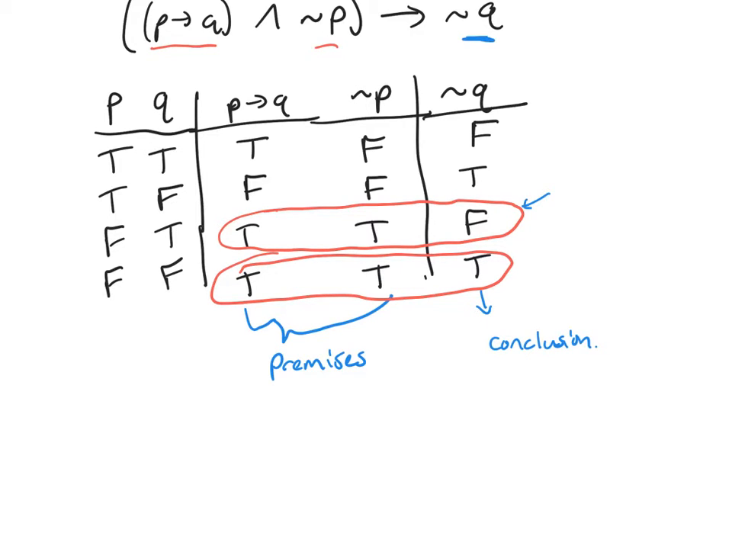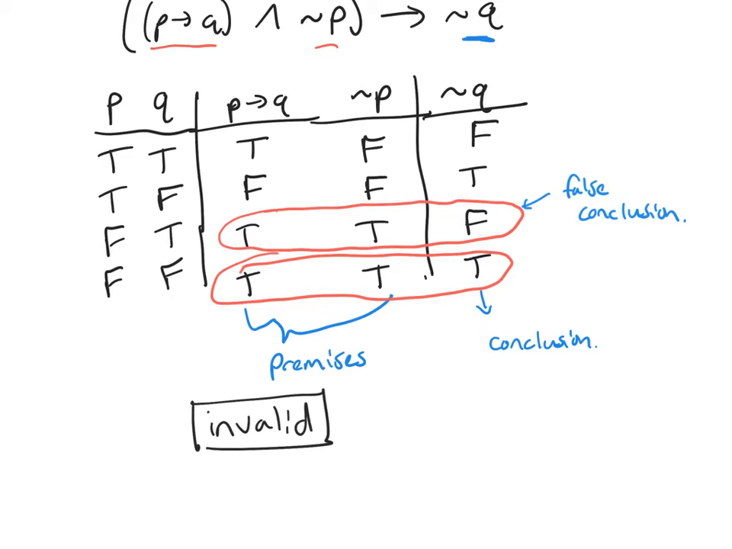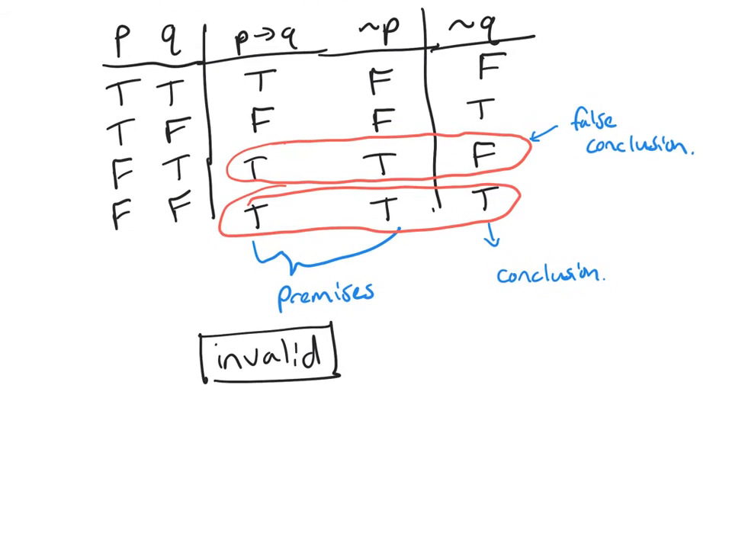So then, once you've found your critical rows, you look at your conclusion. And if I look here, I've got a false conclusion. So that tells me that this argument is invalid. So again, you look for your critical rows and look at your conclusion to tell you if your argument is valid or invalid.